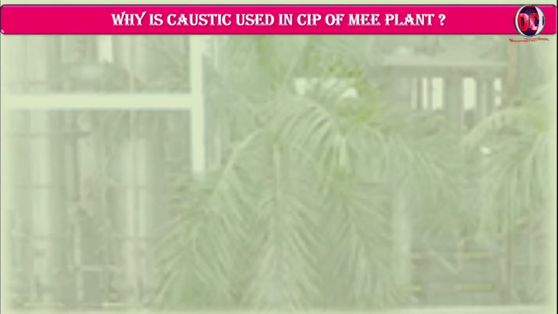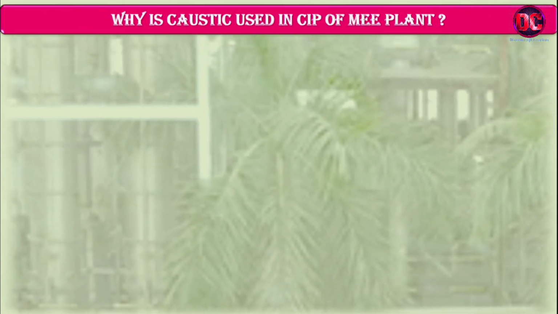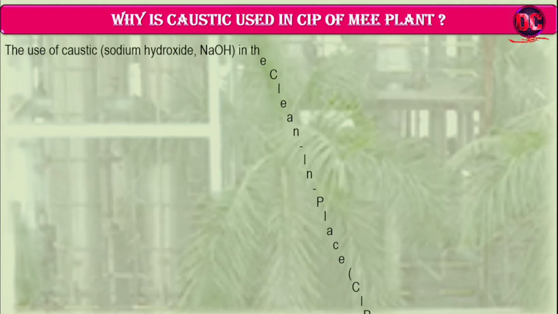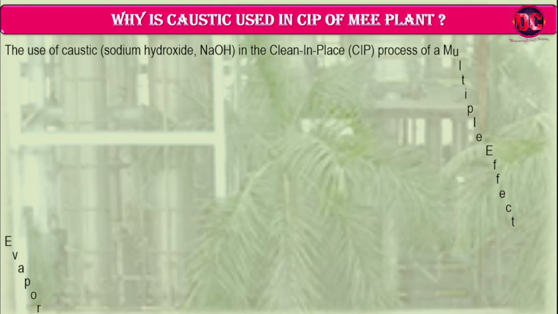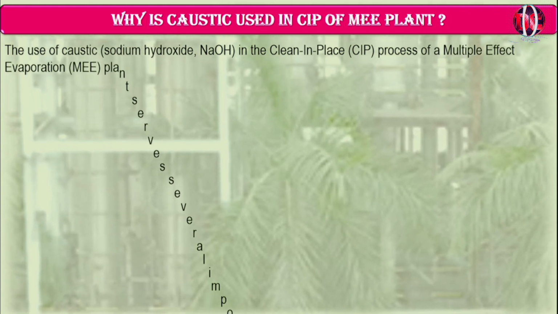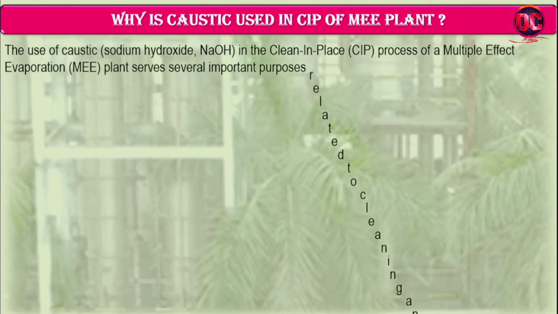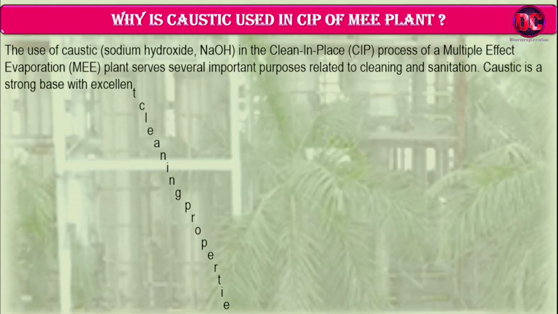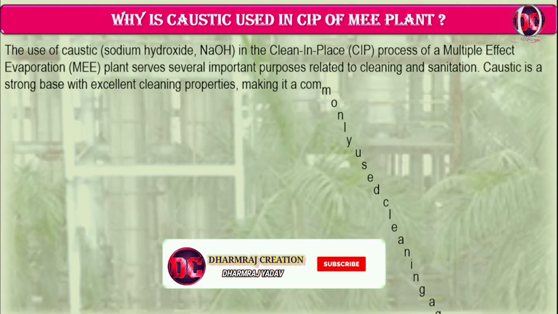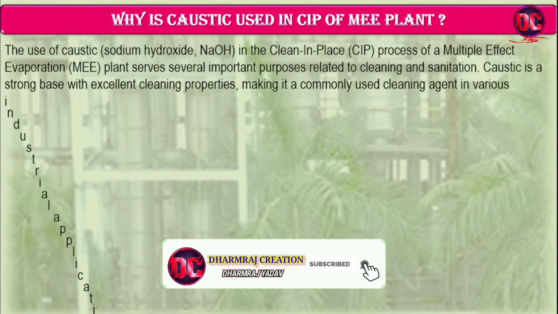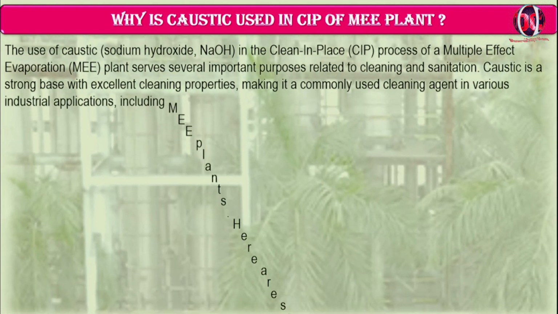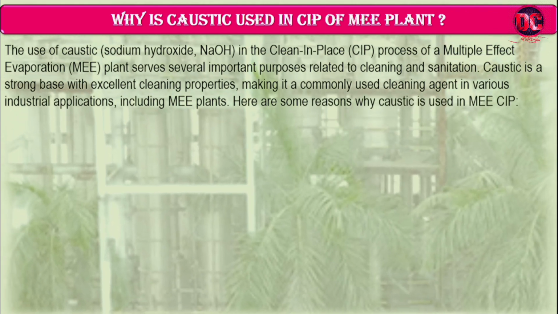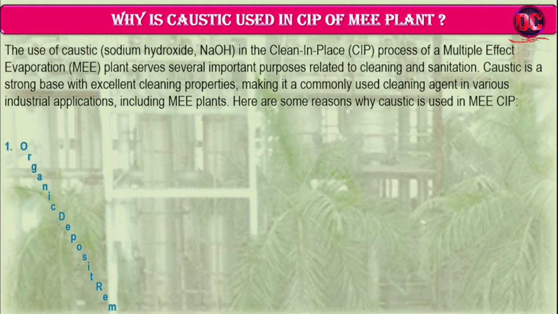Why is caustic used in CIP of MEE plant? The use of caustic, sodium hydroxide, in the clean in place, CIP, process of a multiple effect evaporation, MEE, plant serves several important purposes related to cleaning and sanitation. Caustic is a strong base with excellent cleaning properties, making it a commonly used cleaning agent in various industrial applications, including MEE plants. Here are some reasons why caustic is used in MEE CIP.